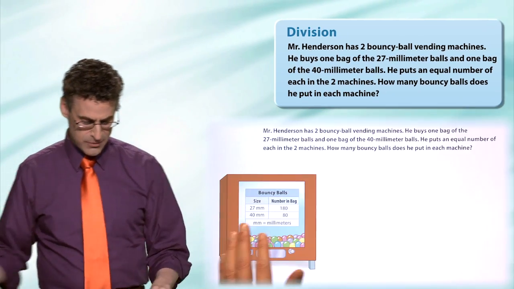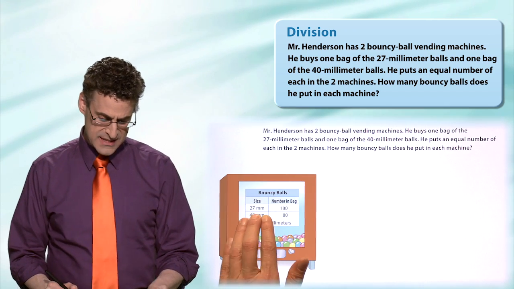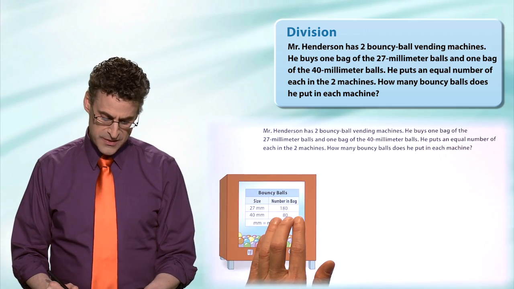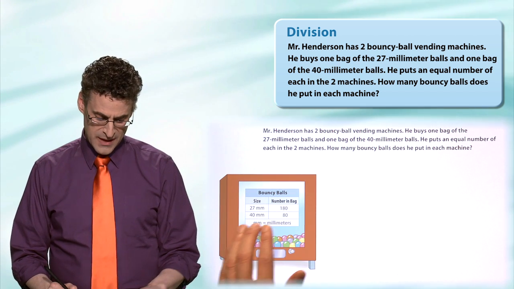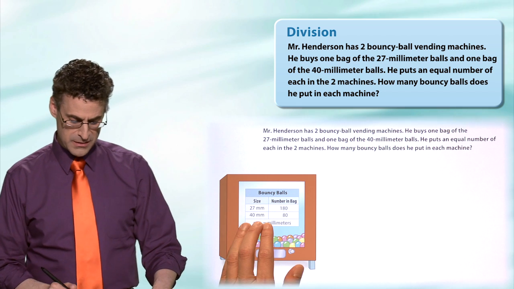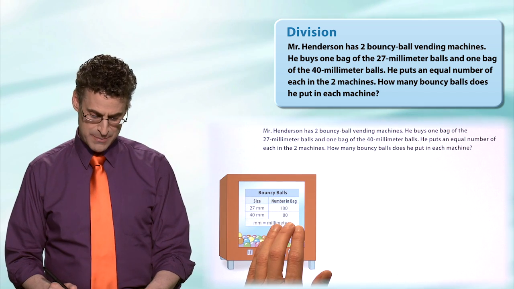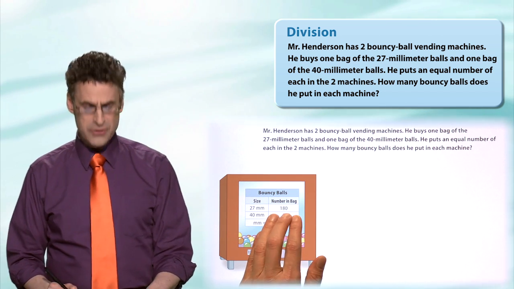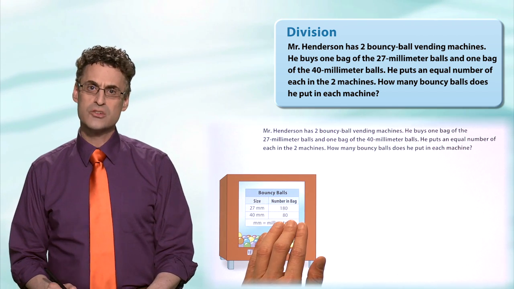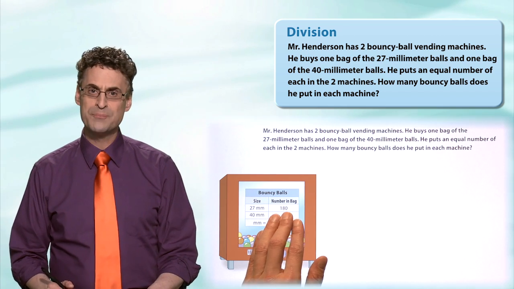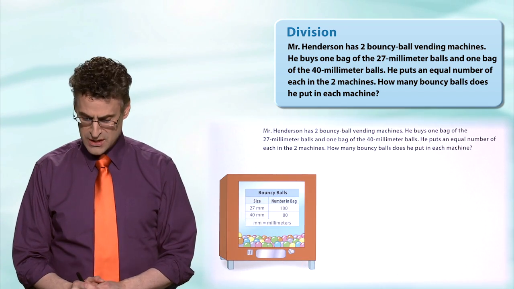So let's take a look here and we get some information. For the 27 millimeter bouncy balls, there's 180 in the bag. And with the 40 millimeter bouncy balls, there's 80 in a bag. So now he's going to take the 180 and put an equal number of those in each of the 2 machines. So we have to figure out how to take 180 and divide it into 2. So let's think about that.